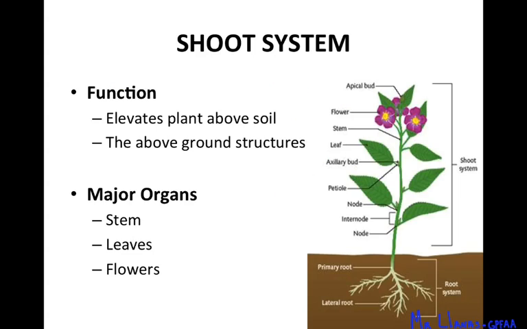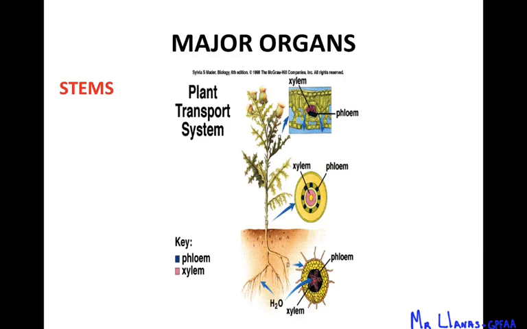Okay, now the shoot system is everything above the ground, and that includes three major organs. The stems, which we already talked about. We said stems expand and they can store nutrients in them, in cactus, right? Leaves and flowers. So stems, like I just said, are there to give plants support. It holds the branches that hold the leaves that photosynthesize for the plants.